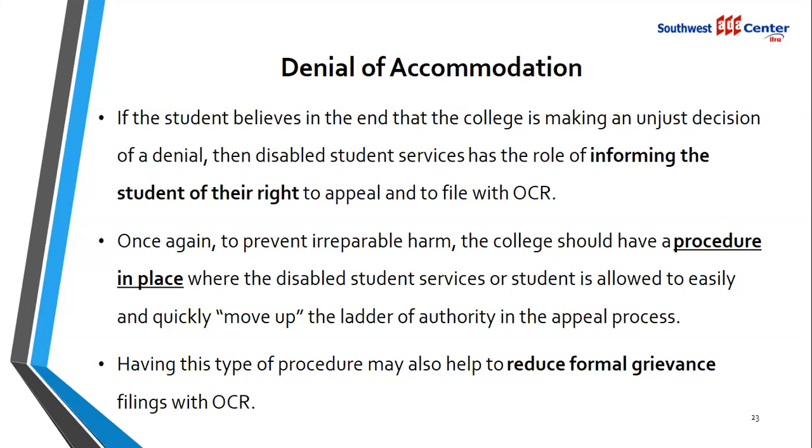Also, obviously, the student, as I talked about earlier, should have the ability to move up in their grievance appeal process quickly, so the college prevents irreparable harm. Truly having this type of procedure can help to reduce formal grievance filings with the Office of Civil Rights. Next.